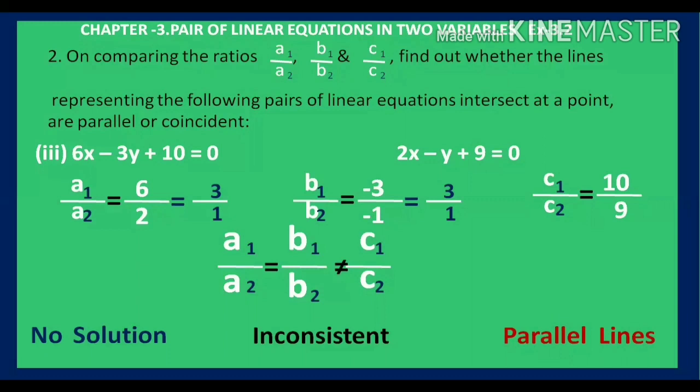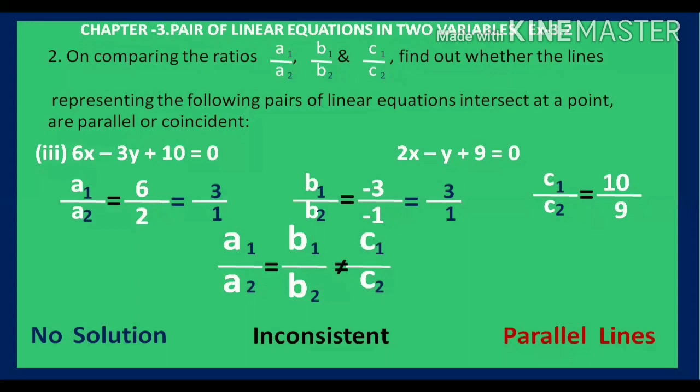So this is question number second, where we compare all three ratios and then find out what type of graph and what type of solution we get for the system. This is the second question. Third question you have to try yourself, in which you have to compare the ratios a1/a2, b1/b2, c1/c2 and find out whether the system is consistent or inconsistent.